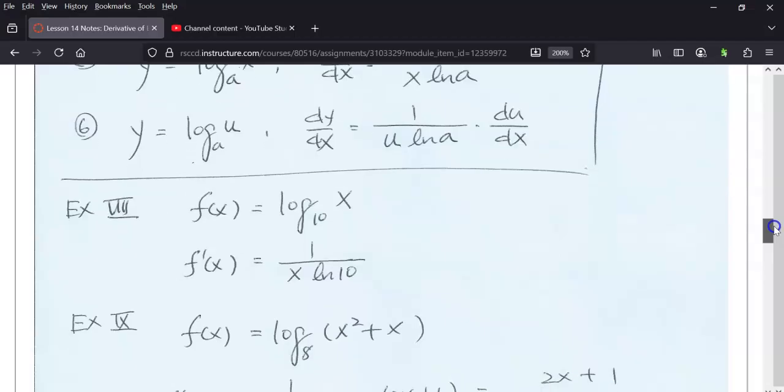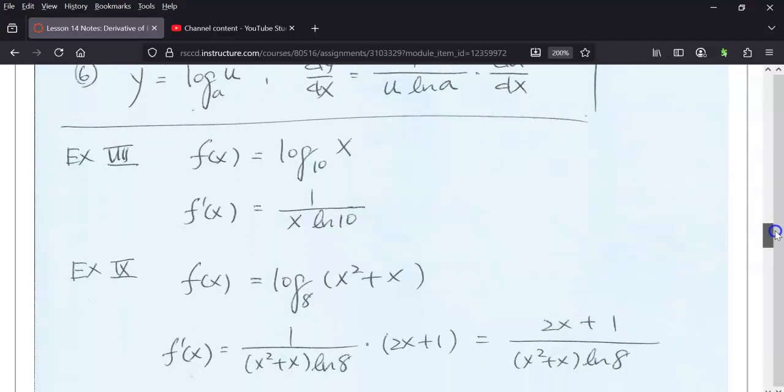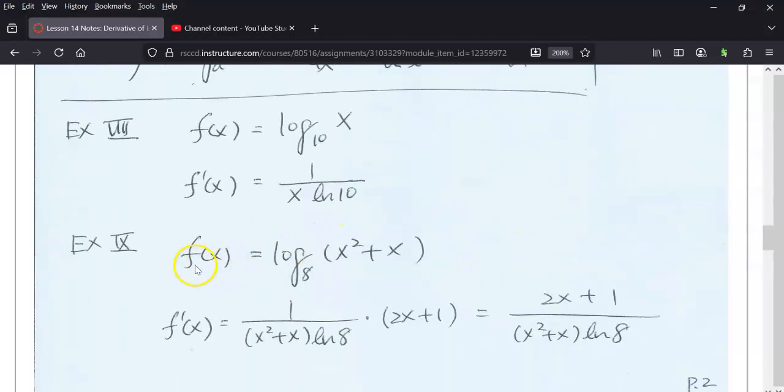Now let's try this next example. If f of x equals log base 8 of (x squared plus x), then the derivative is 1 over this polynomial, x squared plus x, and ln of the base 8, times the derivative of this polynomial, which is 2x plus 1. When you combine them together, the answer is (2x plus 1) over (x squared plus x) times ln of 8.